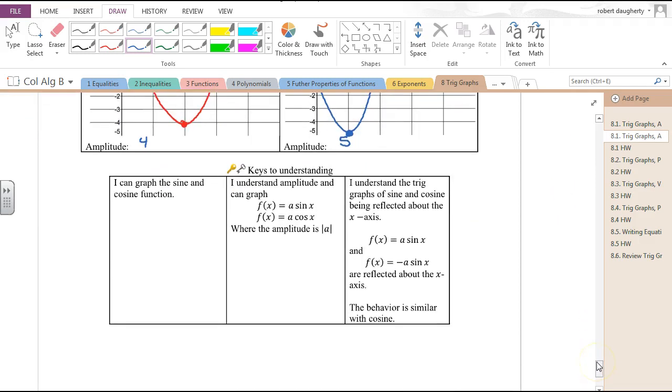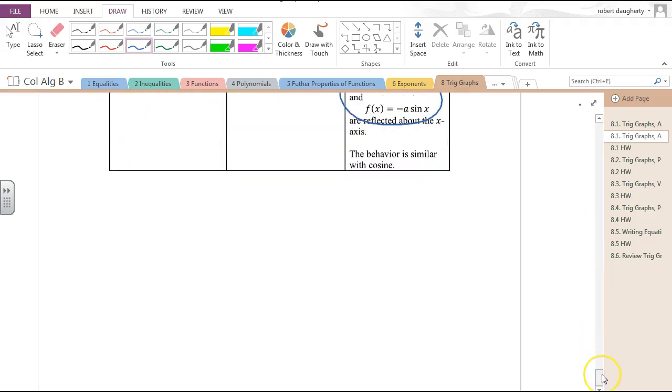So, a summary of what we did here: you should be able to graph sine and cosine functions that look like this. If I put a number in front of sine or a number in front of cosine, whether that's a positive number or a negative number, you should be able to graph that. The amplitude is just the absolute value of this number in front. And if a is a positive number, what's the difference between the graphs of a sine of x and -a sine of x? They've been flipped about the x-axis. And similar with the cosine. And there we are.